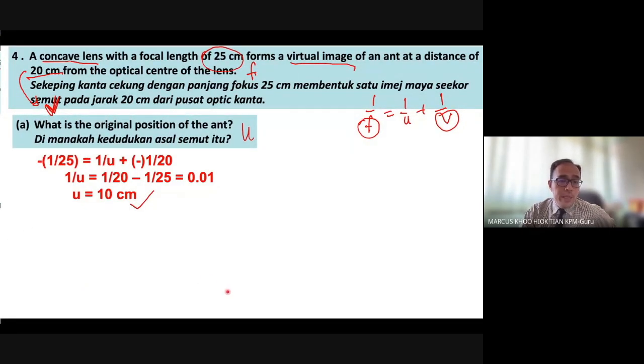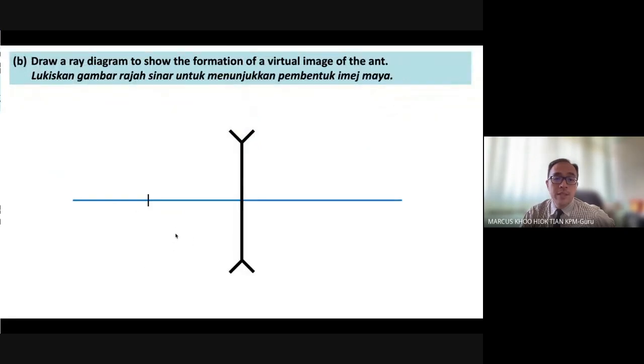Okay, question B. Draw the ray diagram to show the formation of the virtual image of the ant. I know there's not enough space. This is a concave lens. Concave lens image is always virtual, upright, diminished. So you can just simply draw a normal one, kind of like this. Draw the principal axis, draw the concave lens this way. Remember that the concave lens looks like this.